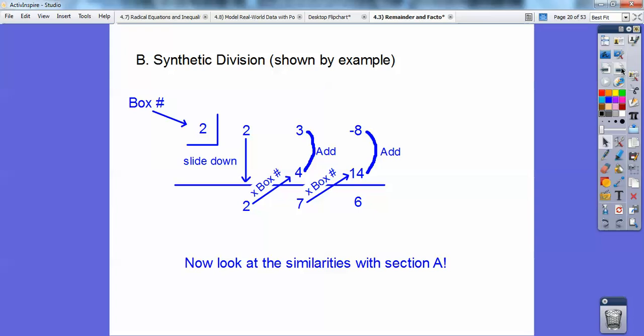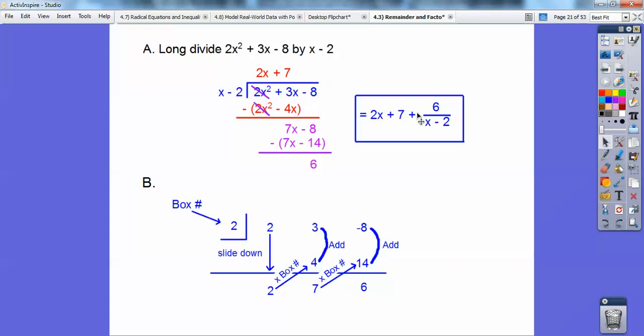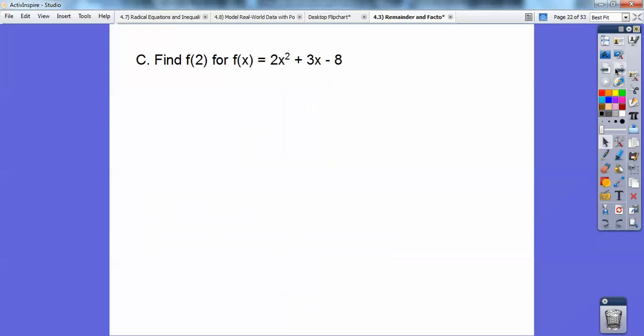Now what I want you to do is look at the similarities with this and section A, you guys. Look at your section A, and I have them both right here. Can you see? These are the same things, you guys. This 2x squared plus 3x minus 8 are the coefficients, 2, 3, and negative 8 right here. And then this x minus 2, my box number, is the opposite of that, 2 right there. Here's my 2x plus 7 plus the remainder over x minus 2. They're the same.